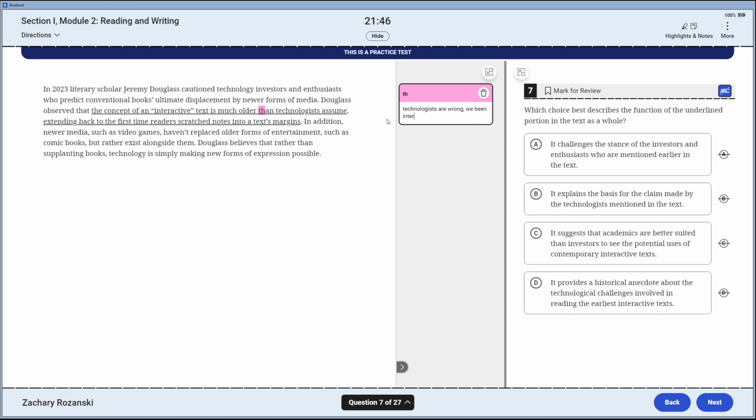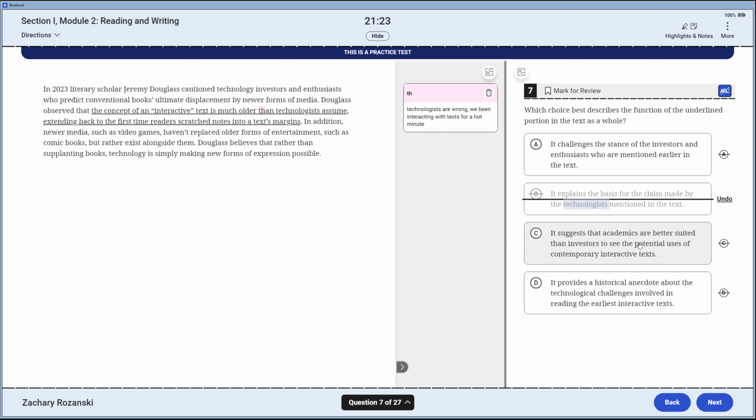We've been interacting with texts for a hot minute. What is this thing doing? It's saying this. It challenges the stance. I like this. Mentioned earlier, I'll go looking, I'll kick the can down the road. It explains the basis for the claim made by technologists mentioned earlier. But technologists are right, so the basis for the claim. No, it seems to be refuting them.